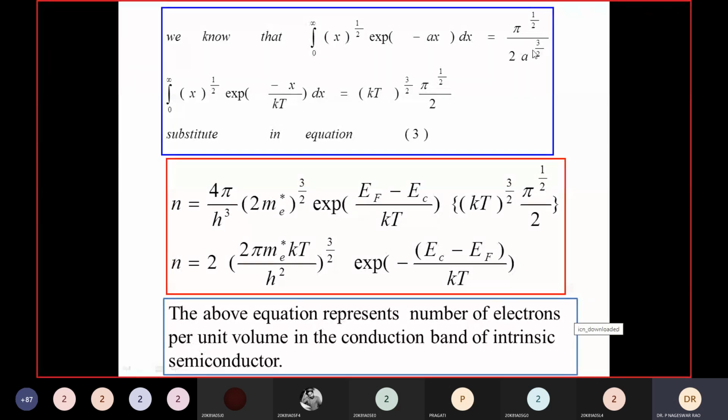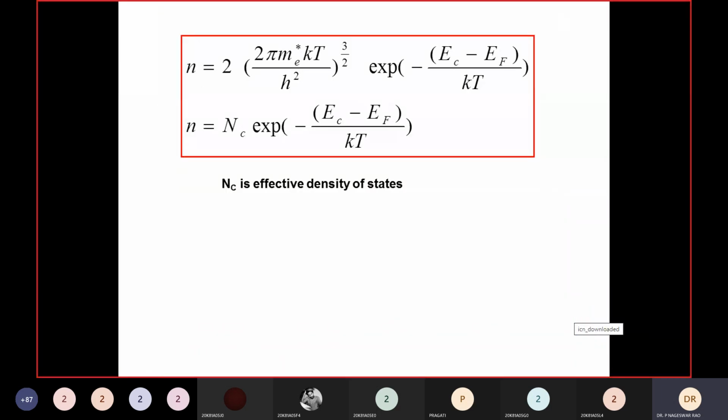If you substitute that integration value, we get the density of the electrons. Here this total term is constant, so that term we take as Nc, which is the effective density of the states. So now the density of the electrons n is equal to this.